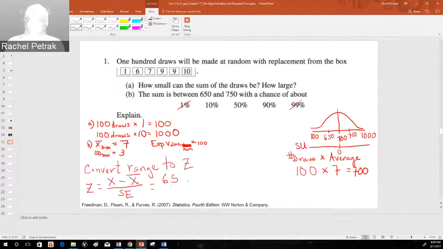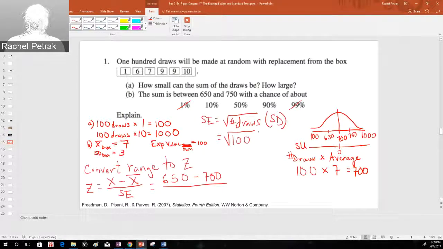So 650 minus 700 over the standard error, which I guess we didn't get yet, but it'll be very easy to get. Because remember, our standard error is just the square root of number of draws times the standard deviation. And we know our standard deviation is 3. The number of draws is 100, so it's equal to the square root of 100 times 3. Oops, I'm getting ahead of myself. Square root of 100 is 10, times 3 is 30.